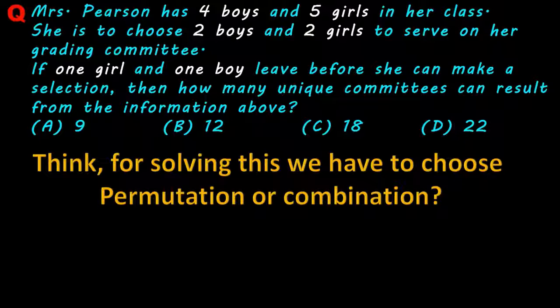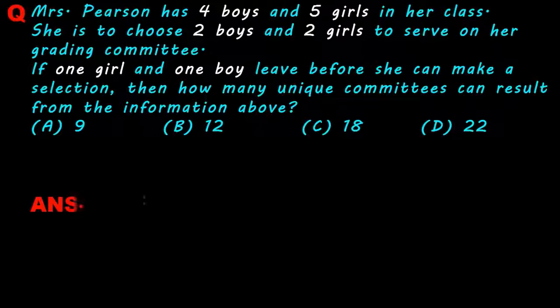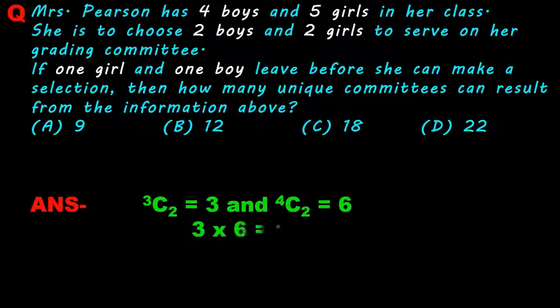We want to choose 2 each. Therefore, we have to set up 1 combination for boys and 1 for girls. For boys, we have 3C2 and for girls we have 4C2. This gives us 3C2 equals 3 and 4C2 equals 6. The final step is, once we've figured out the combinations above, we have to use the fundamental counting principle and multiply the total number of possibilities in a committee, not add them. 3 multiply 6 equals 18, answer C.